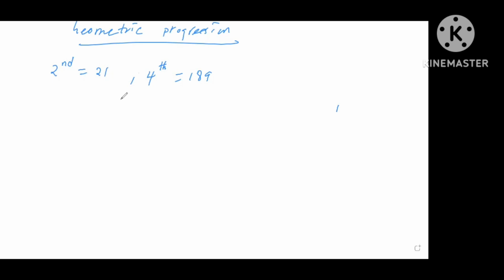Okay, sure. So now we are going to go back to our formulas for the nth term, right? In this case, we are going to have two formulas. The first formula is Tn is equal to AR to power n minus 1. And the other one again is Tn is equal to AR to power n minus 1. But in this case now, we want to find the first term and the R, right?